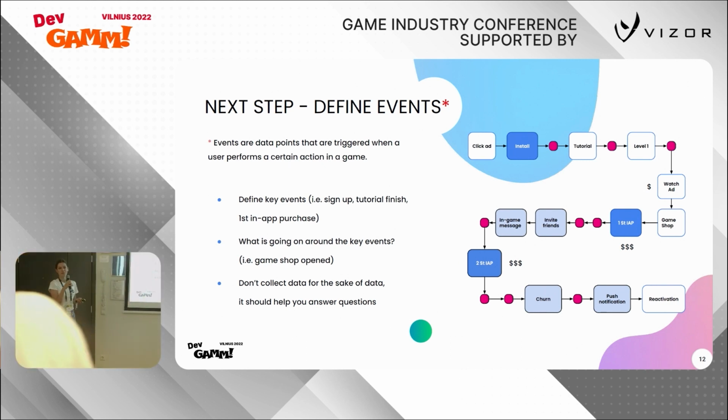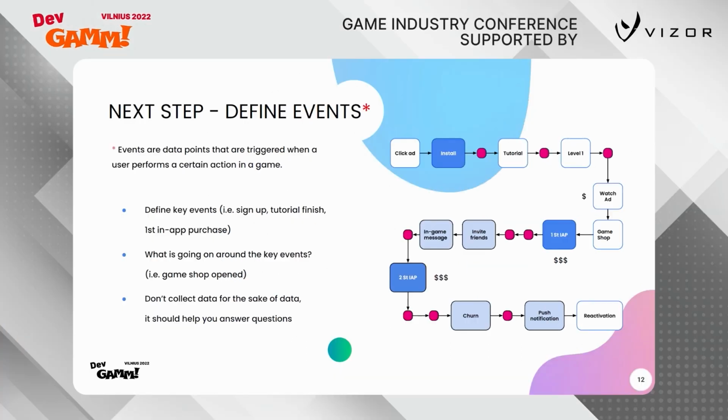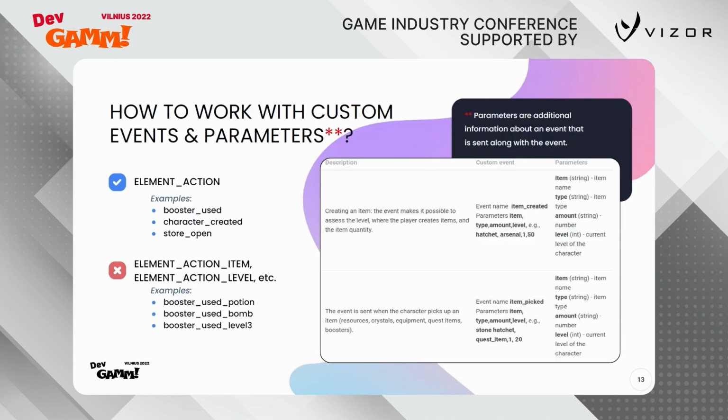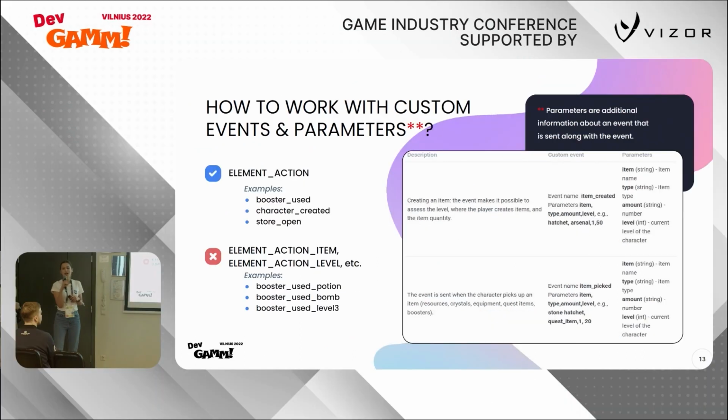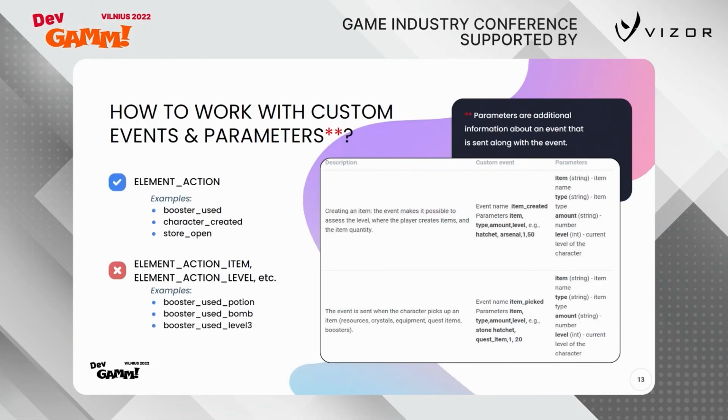But don't collect data for the sake of data. Each event that you're collecting should ideally help you to answer some questions. And here are some tips on how to name events. So we can name events, for example, like element and action, like booster used or store open.